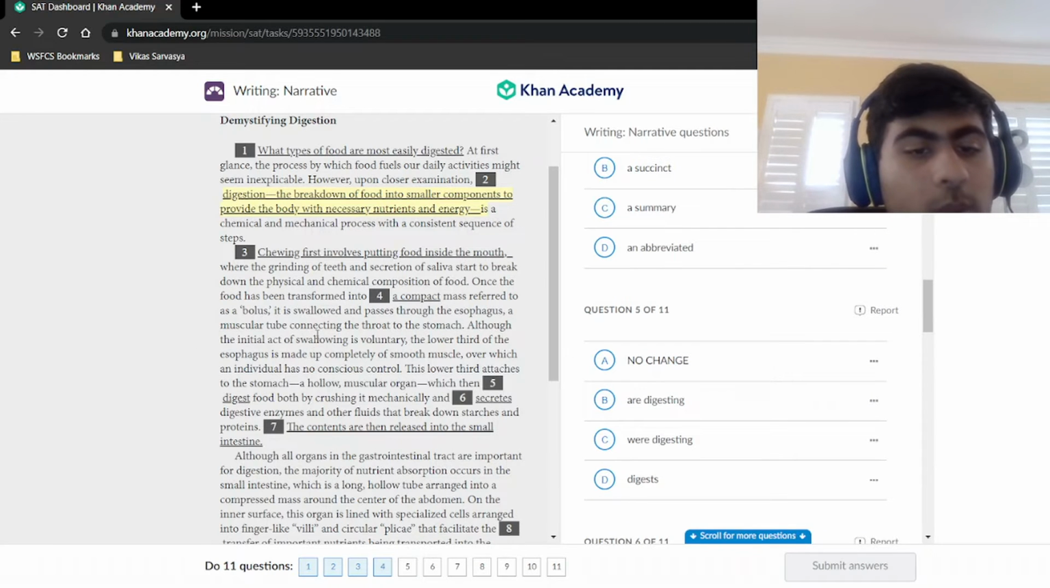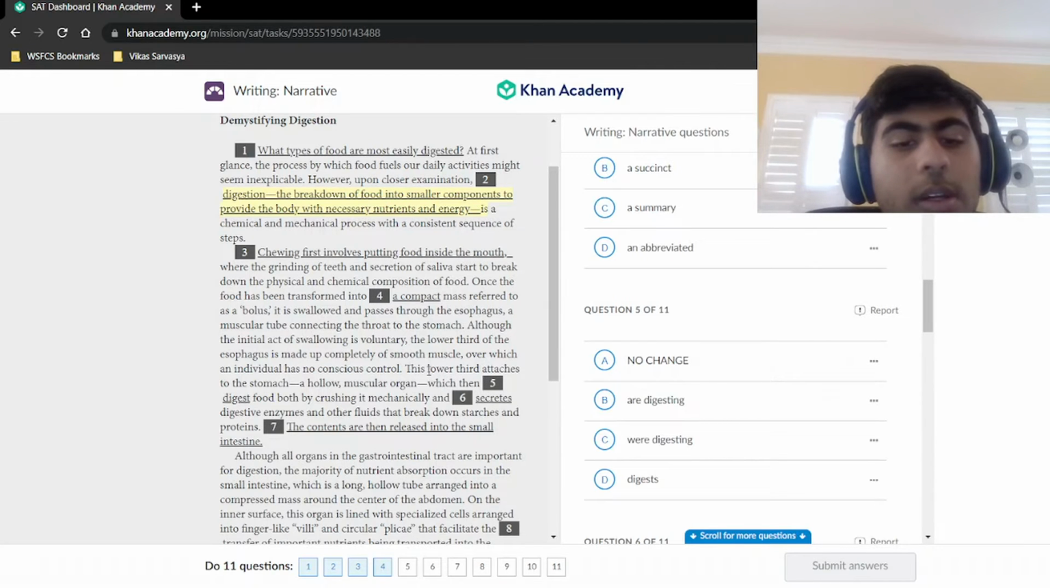Although the initial act of swallowing is voluntary, the lower third of the esophagus is made up completely of smooth muscle, over which an individual has no conscious control. This lower third attaches to the stomach, a hollow muscular organ which then digests food, both by crushing mechanically and that secretes digestive enzymes and other fluids that break down starches and proteins. So this is the stomach, a singular, that's singular right there, so this has to be singular.